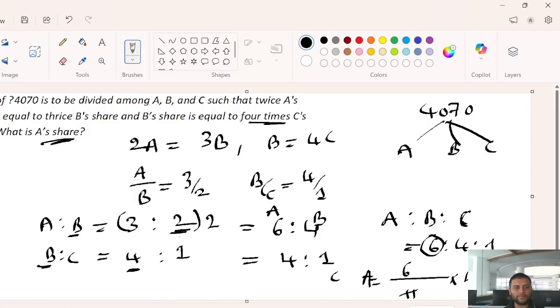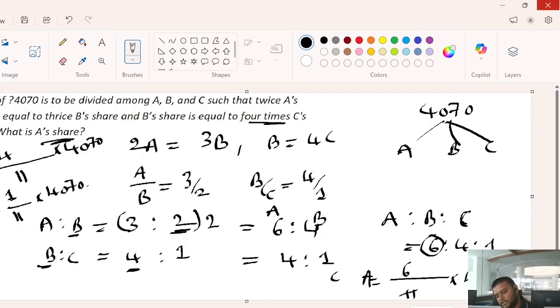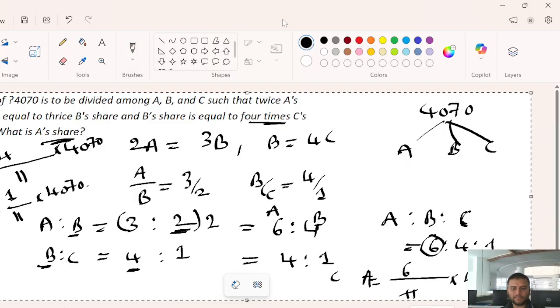If you want B's share also, you can find it like this. B's share is equal to 4, which represents B, divided by total parts 11, into 4070. If you want to find C's share, guys, 1 is represented by C, divided by 11, into 4070. So these will give you the A, B, C shares. You can calculate them later. Okay, guys, I hope you understood the question. Let's go to the next question.